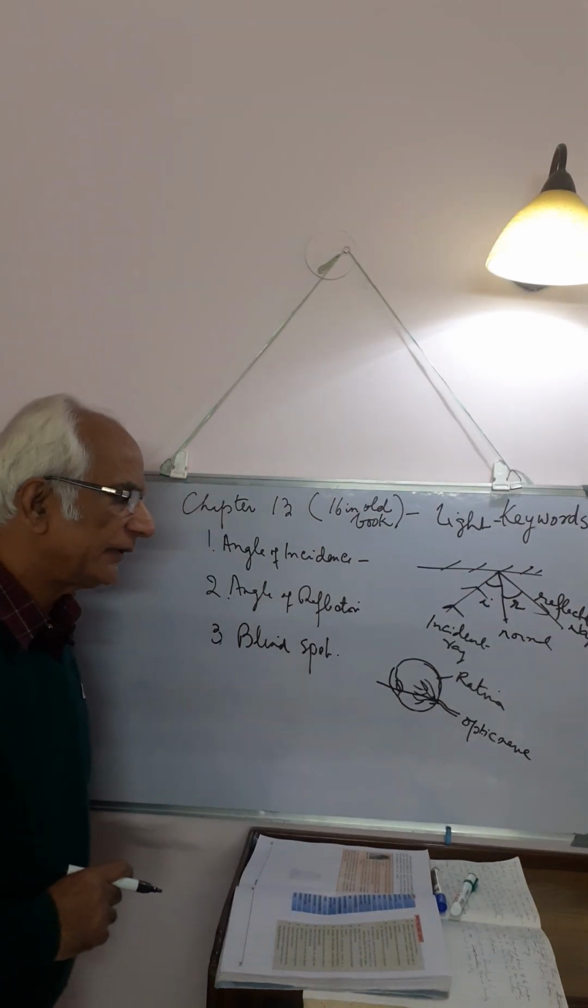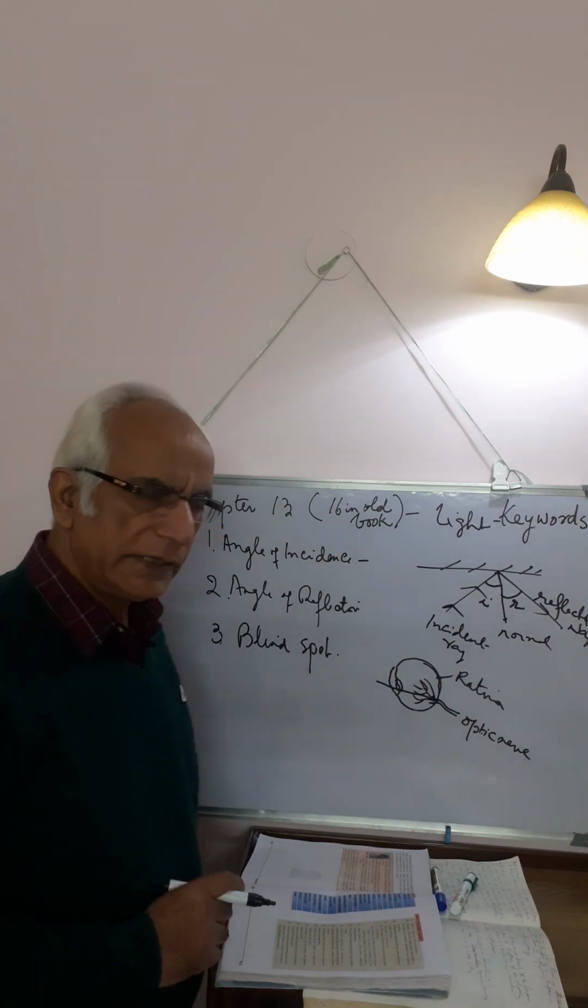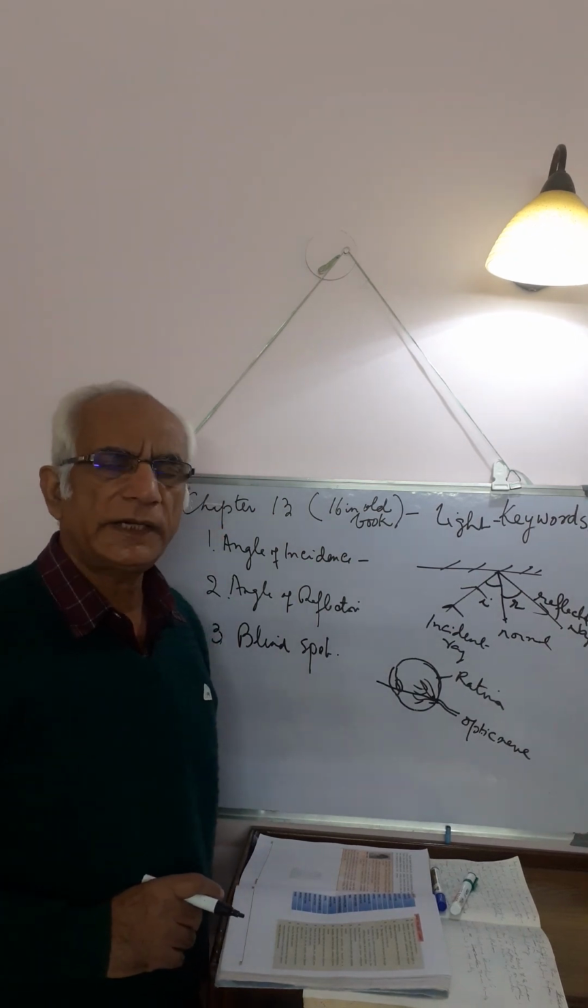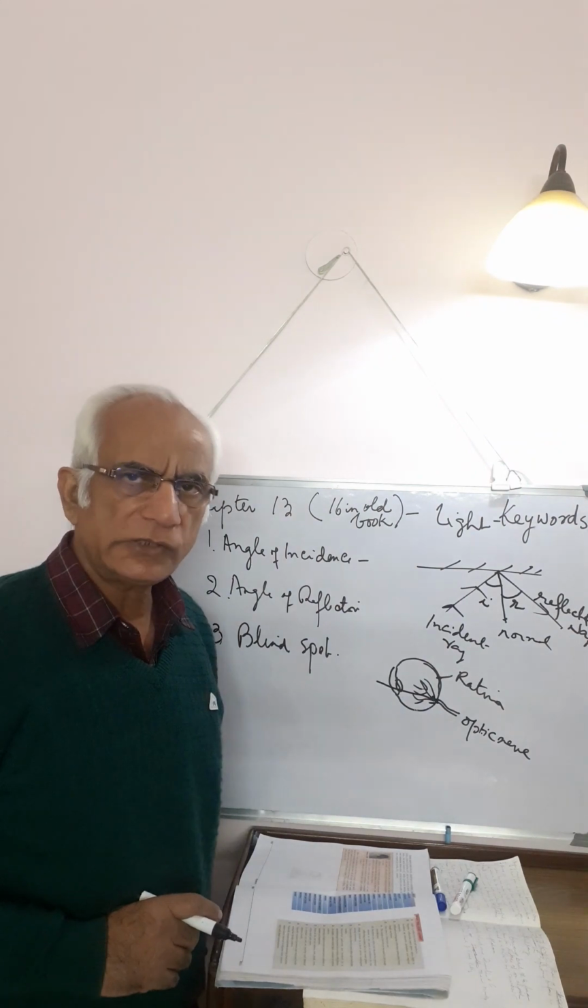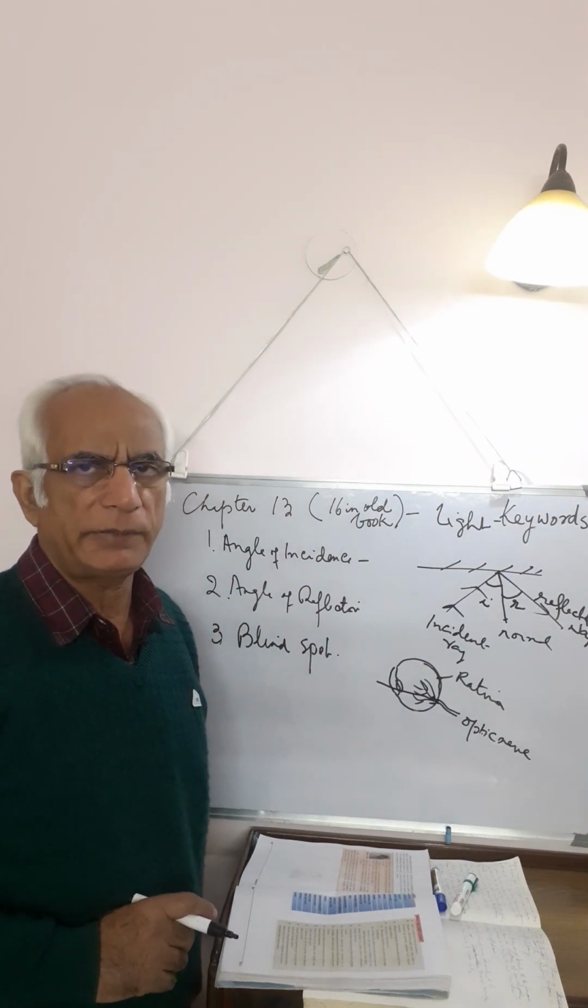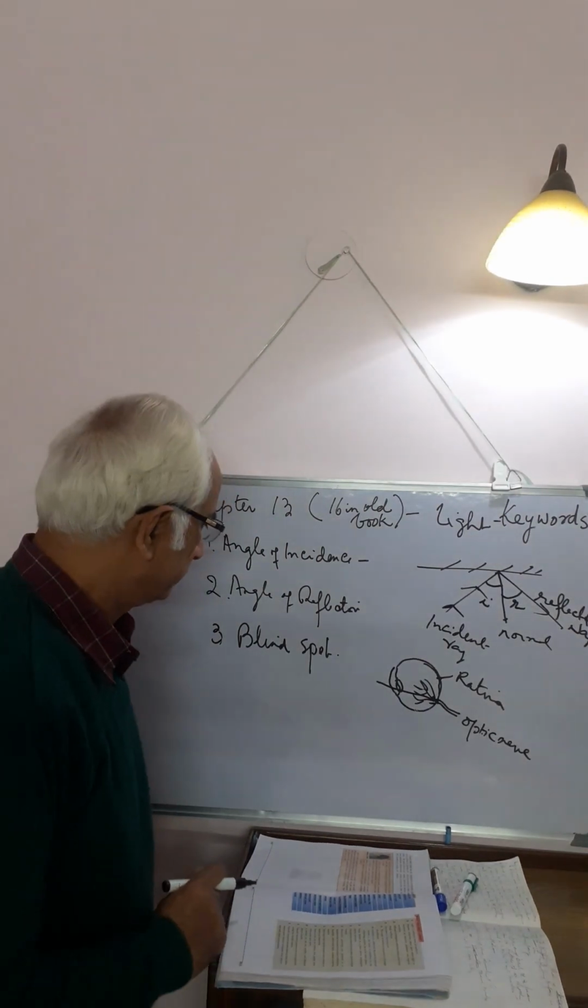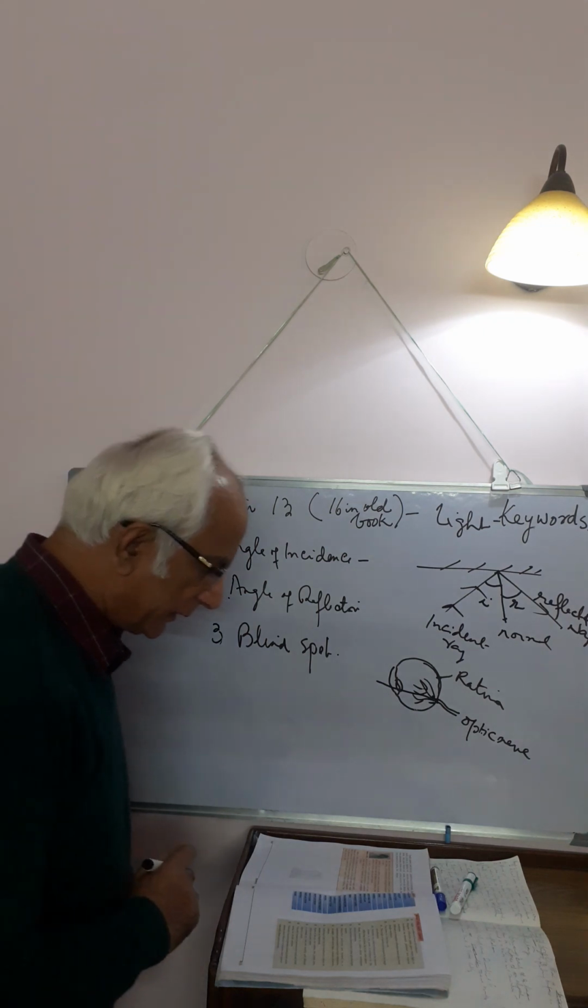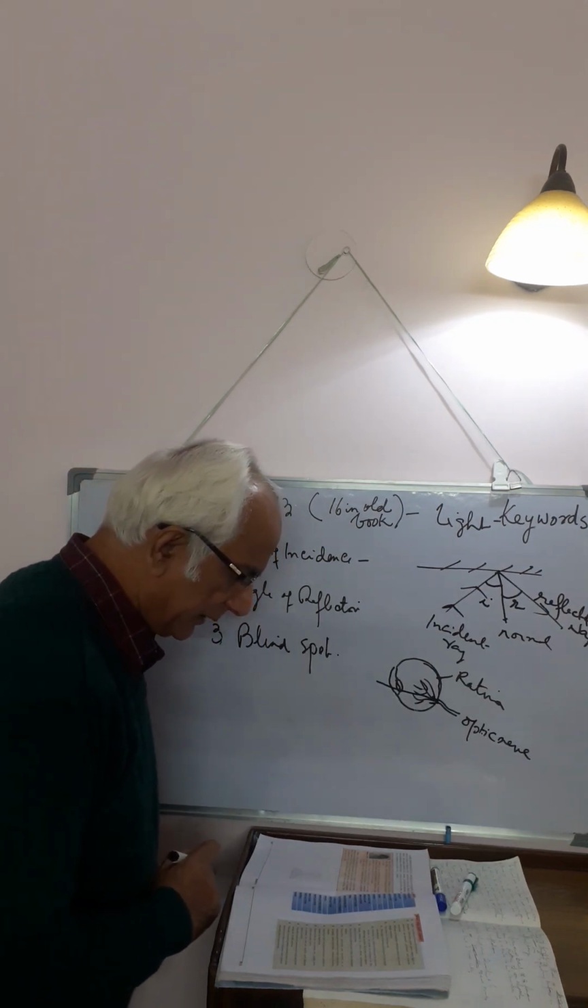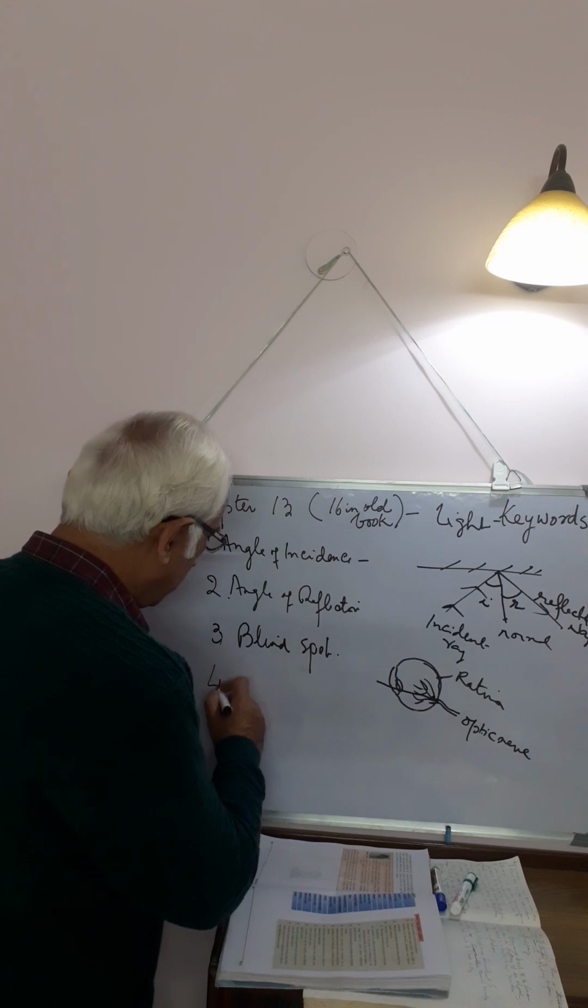The spot where the optic nerve and retina meet, any light falling on the blind spot does not generate any image in our brain. So that is point number 3. 4.